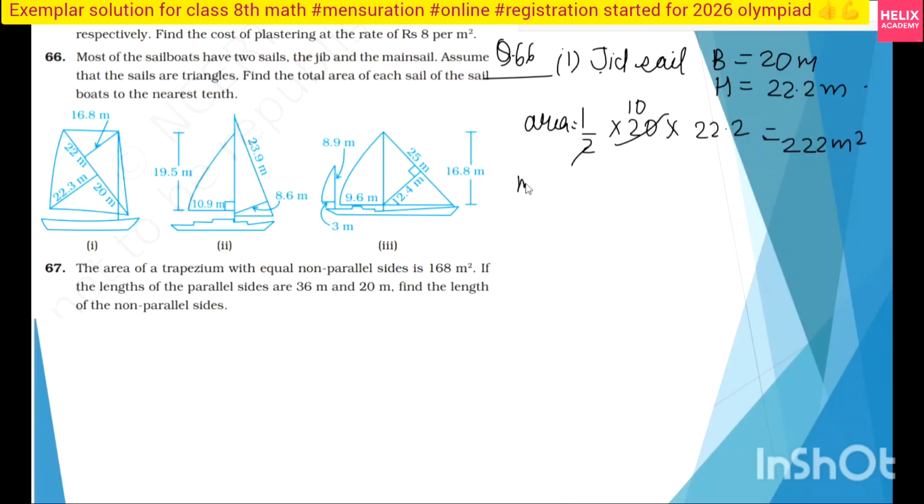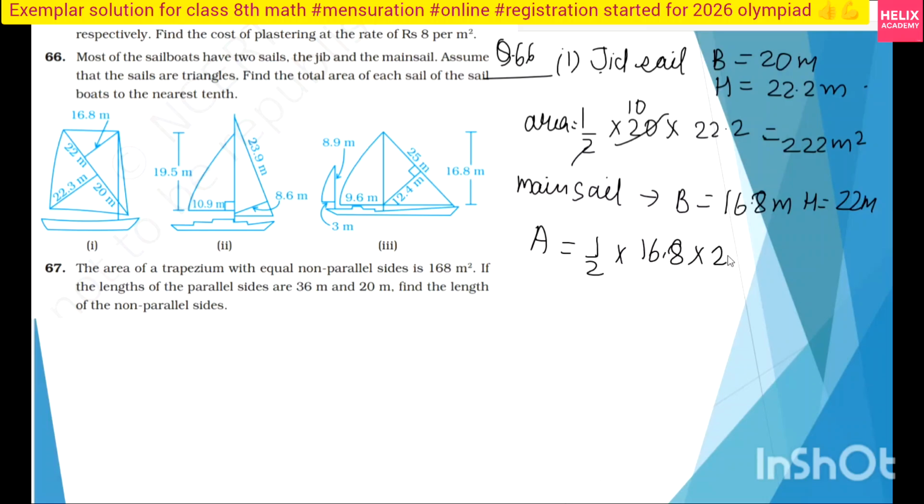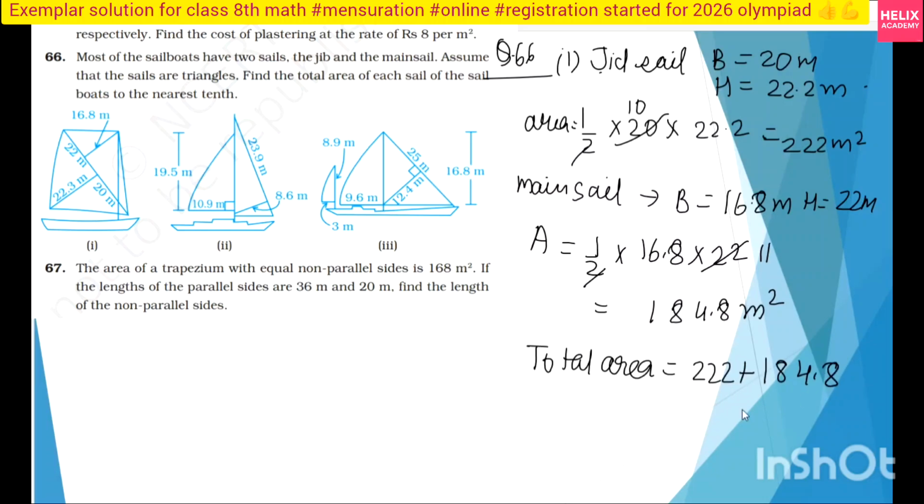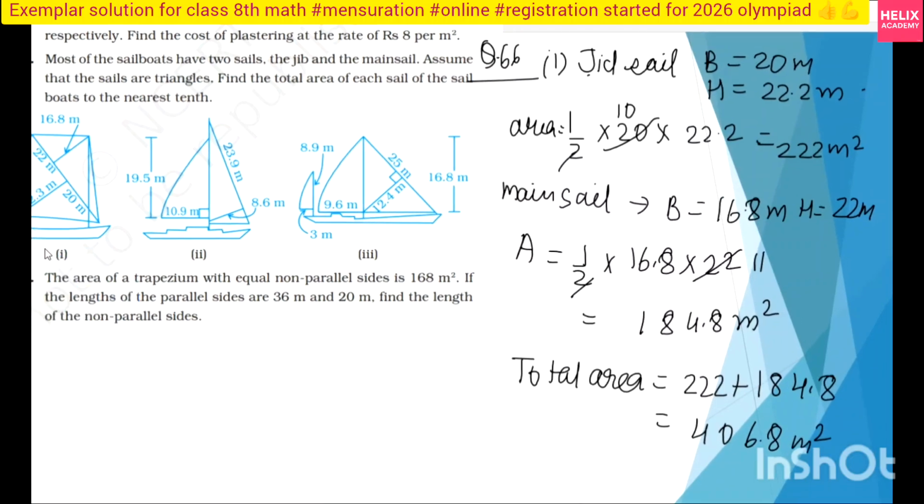Now there is mainsail also. Mainsail. So mainsail will be what? Having base equal to 16.8 meter and height equal to how much? 22 meter. So area of the mainsail will be what? Half base 16.8 into height 22, right? So it will be 11. What I will get? I am getting 184.8 meter square. So total area will be what? Total area will be jib sail plus mainsail. So I can write it as 222 plus 184.8. So I am getting how much? 406.8 meter square. Okay, first one will be like this way.